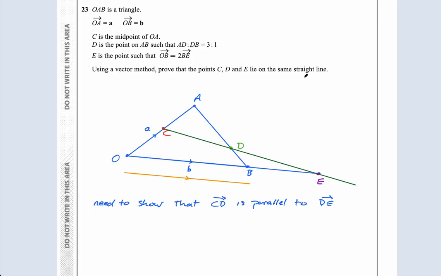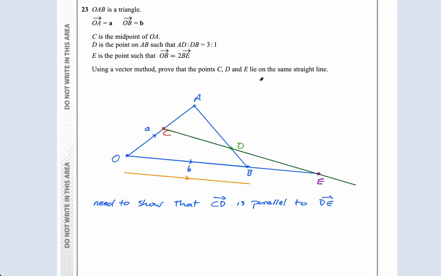Again, I know I keep apologizing, but it's just so you don't feel too bad if you find this difficult. Okay, I need to show that CD is parallel to DE. To do that, I need to basically get CD, and I need to get DE.